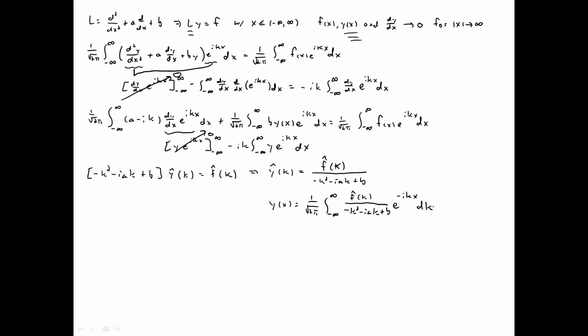And now we can undo the Fourier transform on f itself. And this is going to lead us to 1 over 2 pi times the integral from minus infinity to infinity of dx prime times the integral from minus infinity to infinity of f of x prime e to the ikx prime over minus k squared minus iak plus b e to the minus ikx. Okay. And this is integrated over dk, sorry.